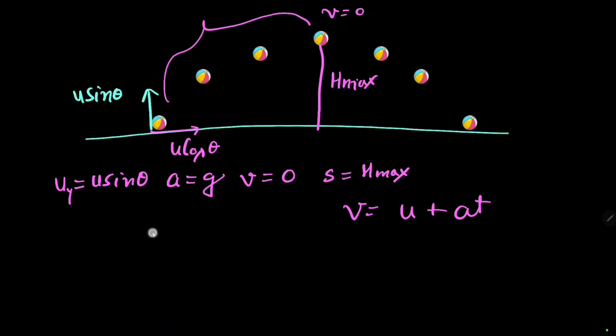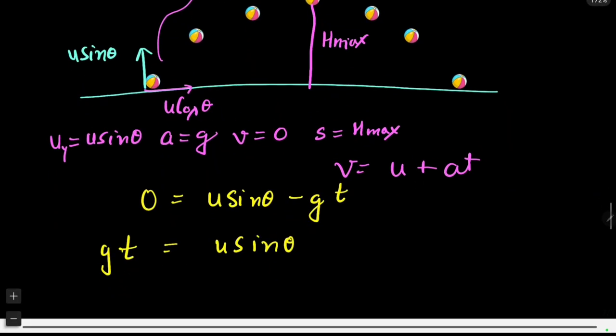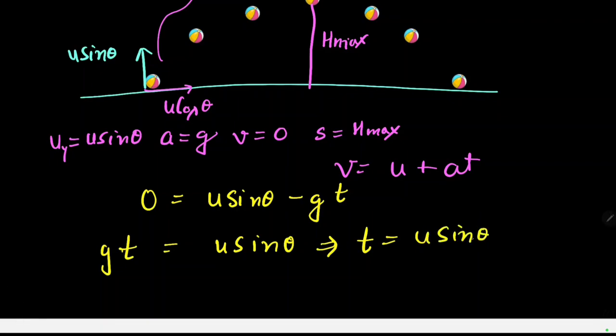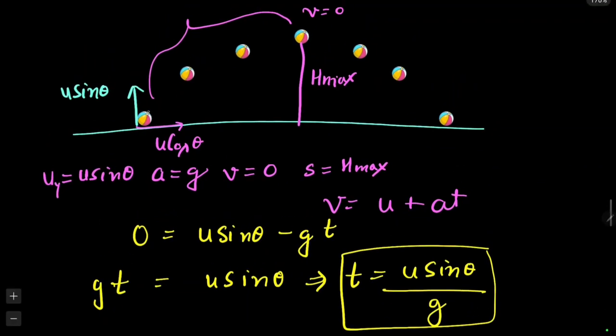If I use this, I know final velocity is 0, initial velocity is u sine theta, and acceleration is g, time is t. So from here, if I make t the subject, I get gt equals u sine theta. So time is nothing but u sine theta over g. This is the time taken for the ball to reach the maximum height, from here to here.